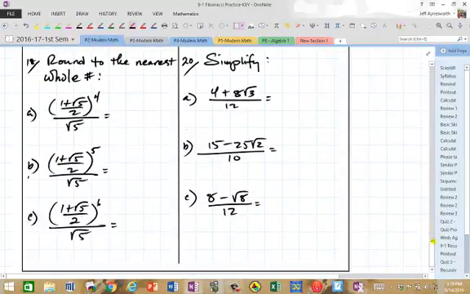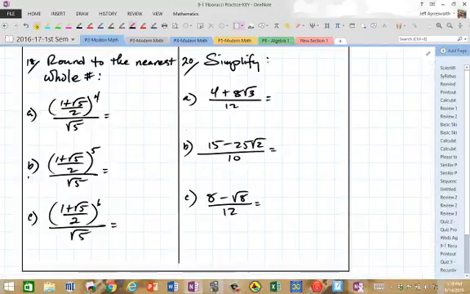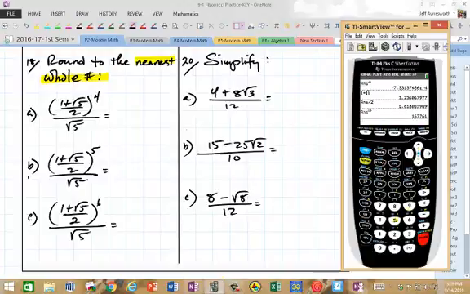Next one here, round to the nearest whole number. So let's highlight that, nearest whole number. Calculator problems again. So here we go. Let's clear it out. We have 1 plus the square root of 5, divided by 2 raised to the 4th power, divided by root 5. And you have to round that. So that's rounded to 3.